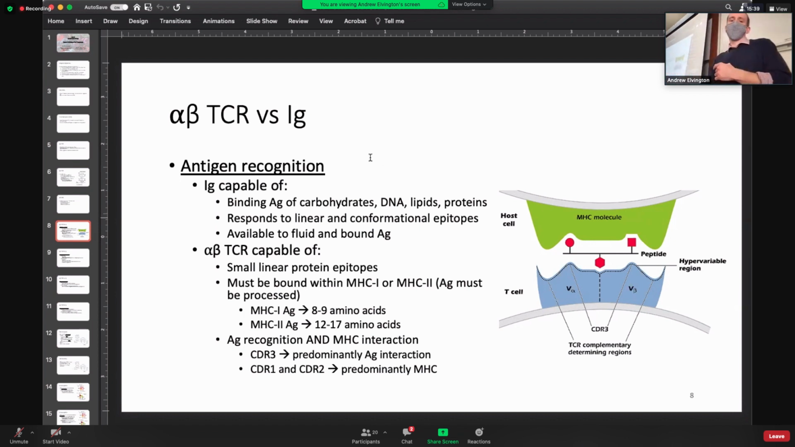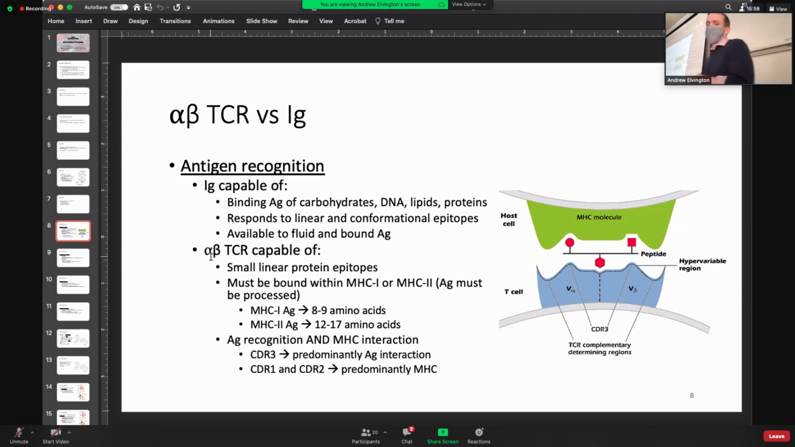It can also bind things that are conformational, meaning the shape that they're in, how they are folded, can be a way to recognize it. And Ig, because they can be membrane or secreted, they can see things in a variety of ways. Also, because they don't need any help, they can see things that are in the fluid phase.